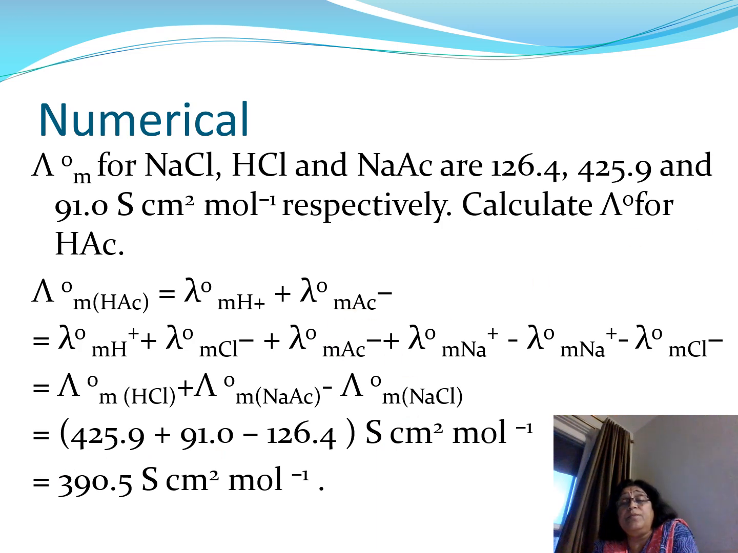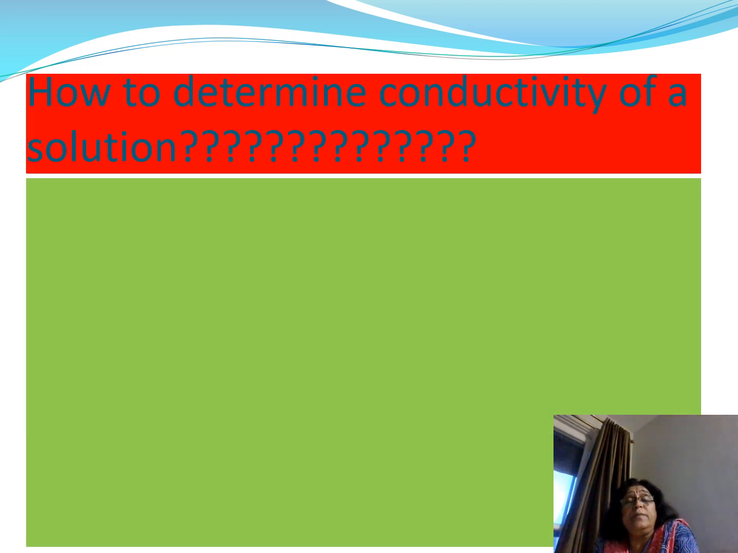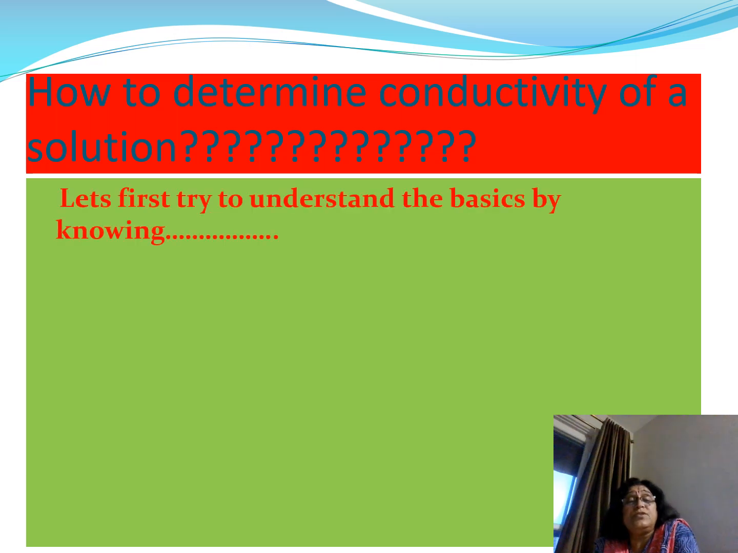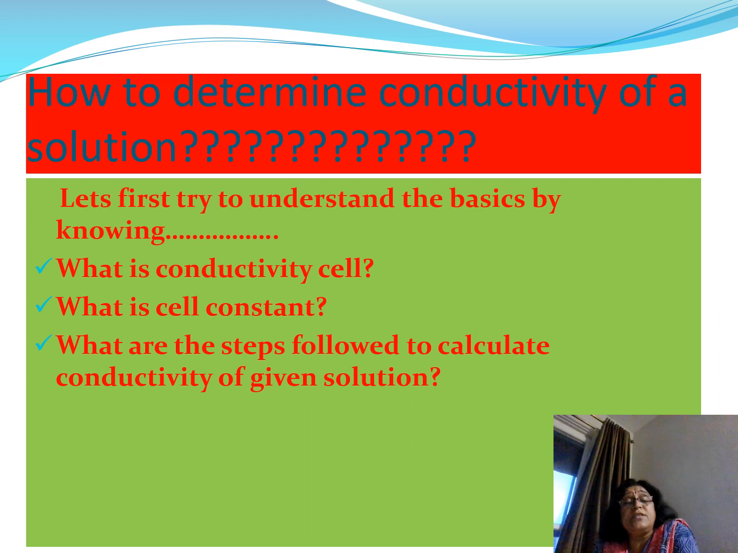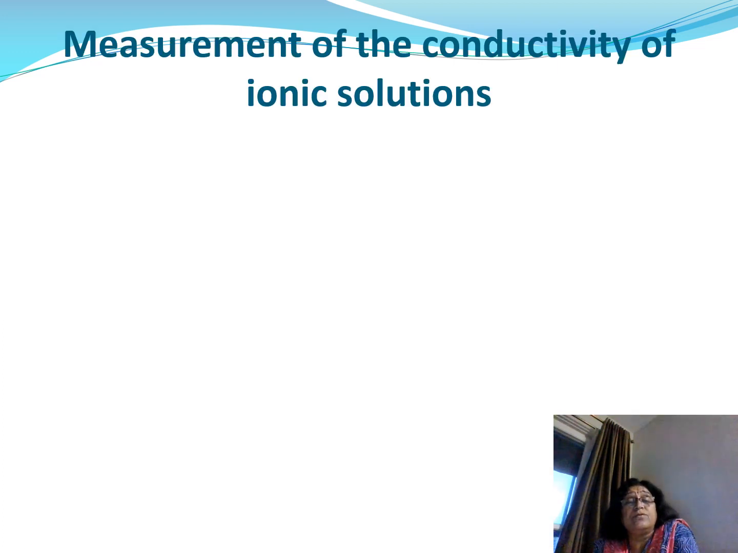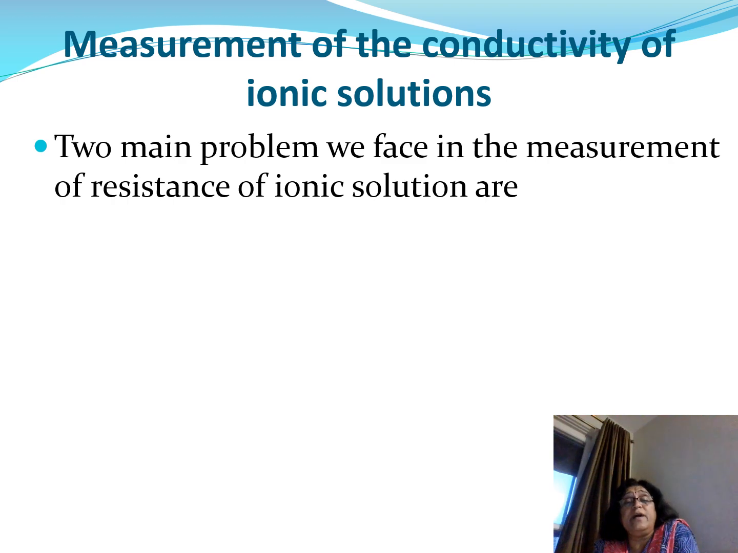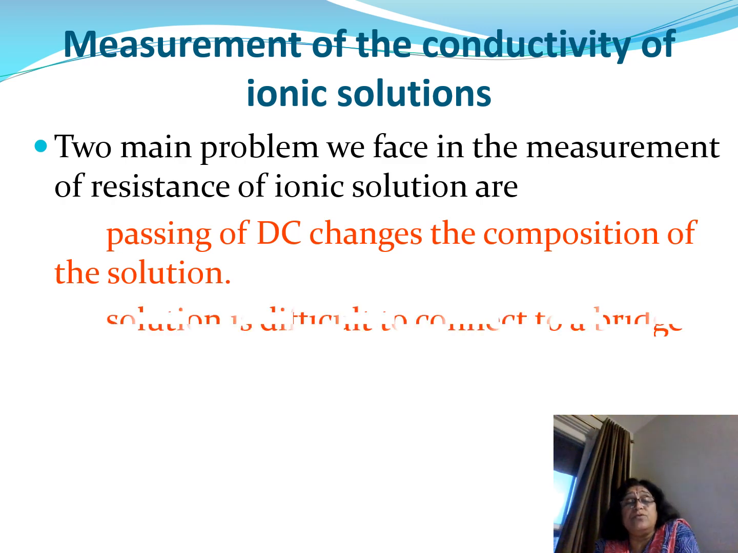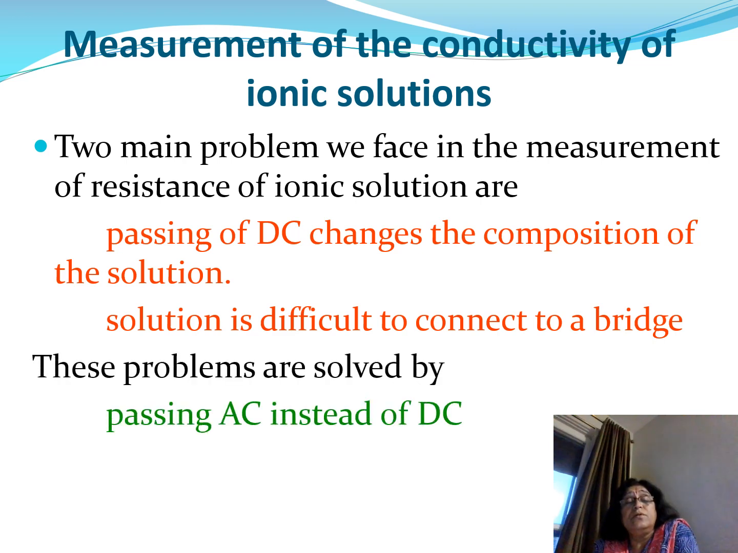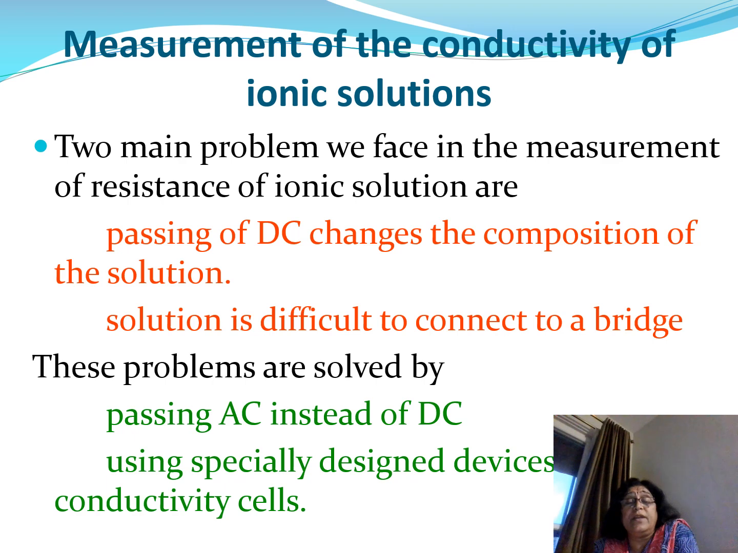Very important numerical. Now, how to determine the conductivity of a solution? Let us try to understand the basics by knowing what a conductivity cell is, what the cell constant is, which we already know, and then the steps to calculate the conductivity of a given solution. Now, in measuring the conductivity of an ionic solution, there are two main problems. One is that you cannot pass DC current, as passing DC changes the composition of the solution. Then the solution is difficult to connect to a bridge. So you should pass AC current instead of DC current and use a conductivity cell instead.